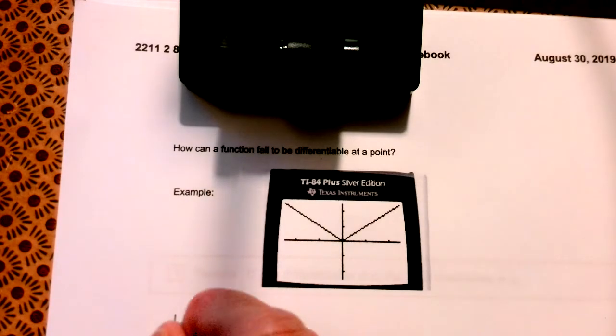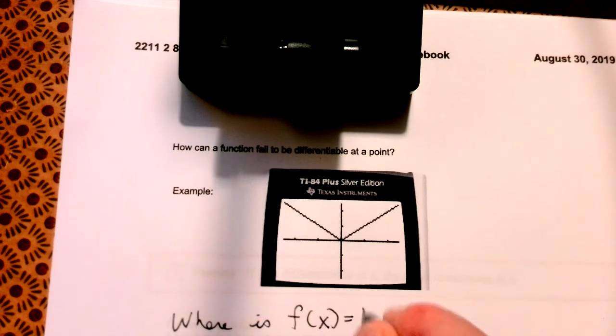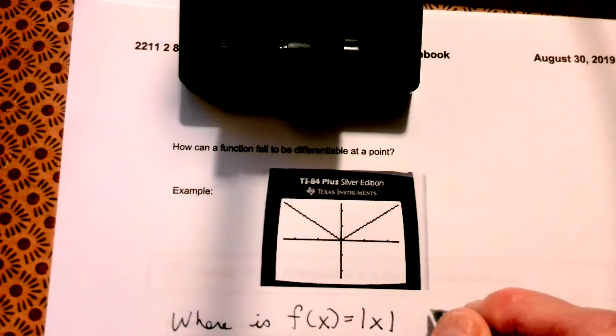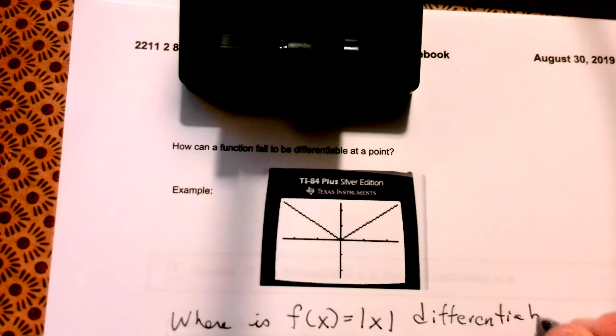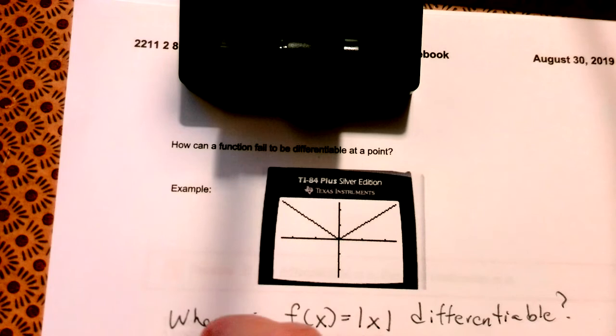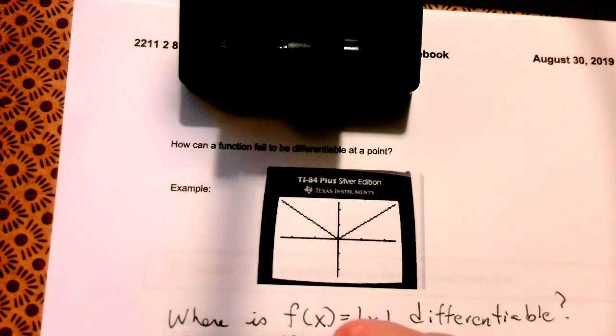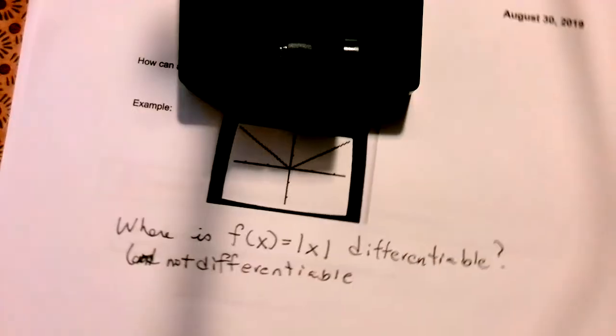Okay, so where is f of x equals absolute value of x differentiable? Or not differentiable? Or maybe I should say and not differentiable. Okay, so let me move on down a little bit. Okay, so that's what it looks like right there. The absolute value function looks like that.